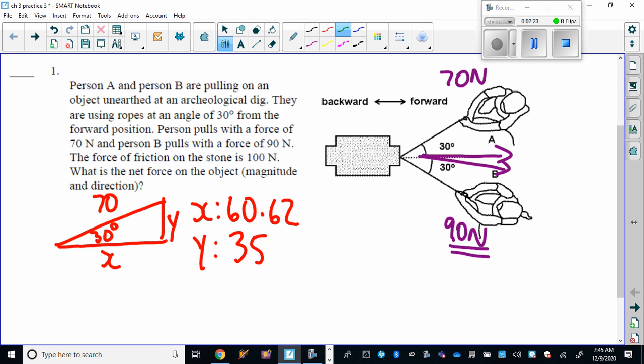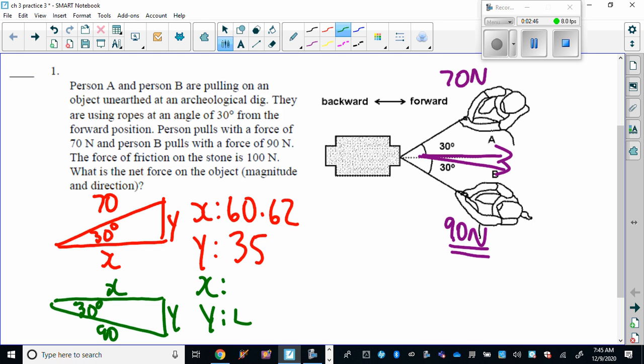Let's do person B. Person B is 30 degrees also, but pulling with 90 newtons of force, with an X and a Y component. You don't even need to do a calculation for the Y. When you've got a 30-degree angle here, this Y component always turns out to be half. You will learn that in 30-60-90 triangles. You'll see the relationships between 30 degrees, 60 degrees, called special triangles, and 45 degrees, they're special triangles. But I don't want to ruin the surprise, so we'll leave it right there. And then the X component turns out to be 77.94.